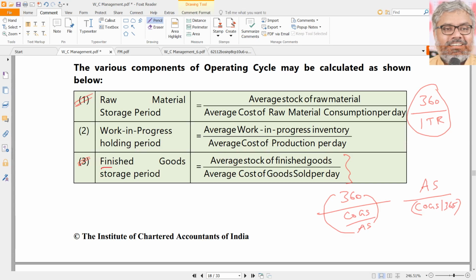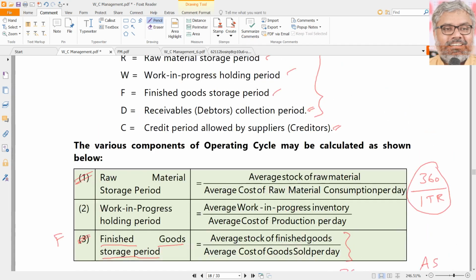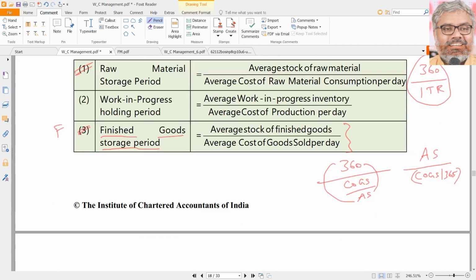So first let us start with the finished goods only, since we know that already. Finished goods storage period, let us say F, what we denoted it as earlier in this formula. That is average stock of finished goods in the numerator divided by average cost of goods sold per day. Cost of goods sold per day is cost of goods sold by 365. That is the finished goods storage period. Whether to take 360 or 365 is your choice. If a question clearly says to take 360, take that. Or if it clearly says 365, take that. Otherwise, you can take 360 also, 365 also.